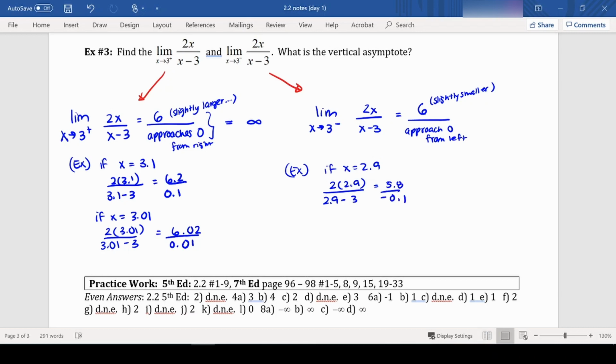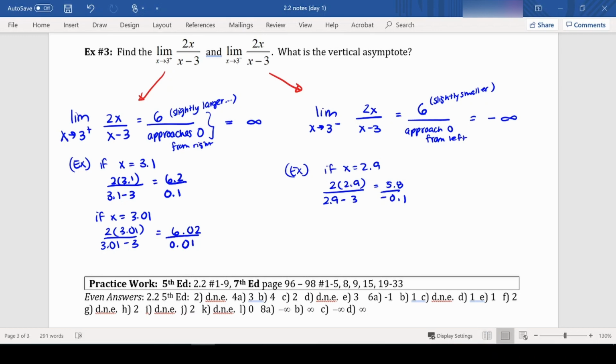So the difference here is, again, the top is going to get really close to 6. The bottom is going to be a teeny tiny number, but negative. Okay. So as soon as I have that teeny tiny negative number, that means that this is actually going to approach negative infinity instead of positive infinity. Okay. So our overall limit would not exist.